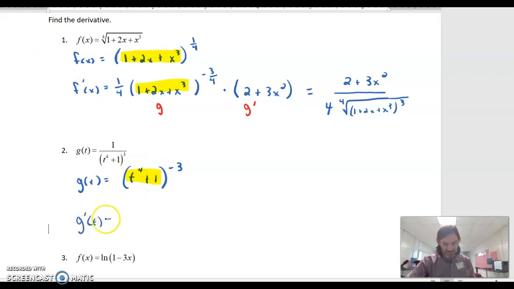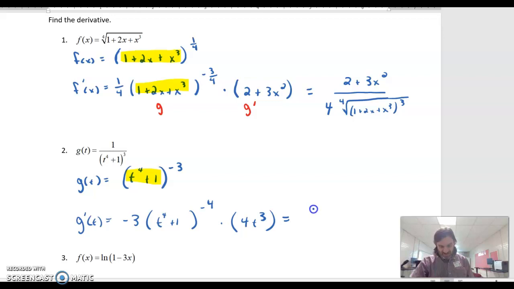So my derivative will be a power rule. It's to the -3 power, so bring the -3 out front, and that means the exponent will go down to -4. With that, we can put our original g or u back in, t to the 4th plus 1, and put the derivative of that on the outside, 4t cubed. You're welcome to clean that up again. This one won't be so bad. It'll be basically -12t cubed on top, and on the bottom it will be t to the 4th plus 1, all to the 4.